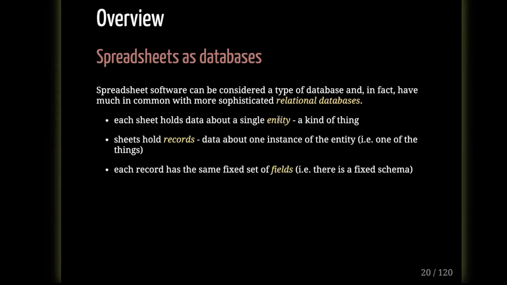Each record, so each one of those rows, has a fixed set of fields. So a fixed set of columns that you have data in, the data cells at the intersection of the row and those columns. And there's a fixed schema, right? You have certain columns with certain headings, and those are fixed. Every row has the same columns, the same fields. Each field is one attribute of the record.